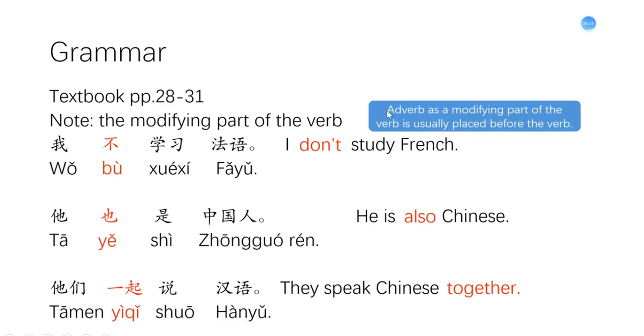By checking the three examples, we know that the modifying parts here are adverbs, right? In grammar, we say these are adverbs. An adverb as a modifying part of the verb is usually placed before the verb. This is very typical Chinese word order, okay? When we want to make more complicated sentences, usually we will use an adverb as a modifying part of the verb. And according to the rules of Chinese word order, we usually place this modifying part before the verb. Okay, this is the last grammar point of lesson 4.